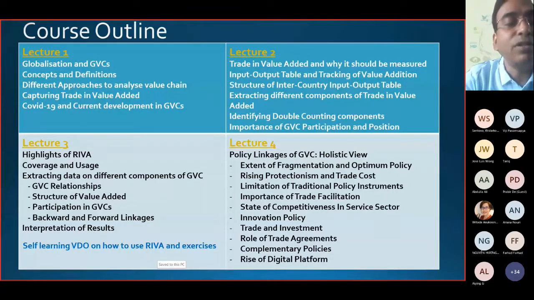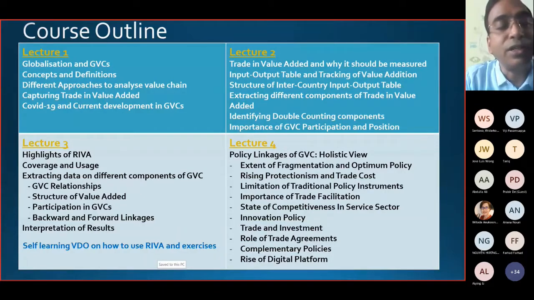In the third lecture, we'll be focusing on Riva, its coverage and usage. There are different aspects of Riva, basically to focus on GVC relationships as a whole, structure of value added, participation indices, and backward and forward linkages. And the last lecture is kind of thought-provoking, because based on all these numbers, how policymakers or researchers can come to a conclusion.